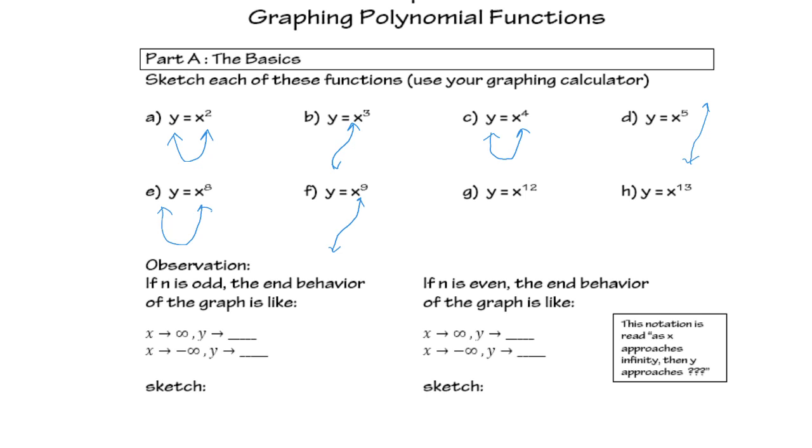All right, hopefully you're catching on that on the evens, it's going to look like a parabola. And when I say even, I'm talking about the power. And if it has an odd power, it's going to have that cubic look to it. So that's the trick. If n, which is the power, is odd, then the end behavior looks like this. And if it's even, it looks like a parabola.